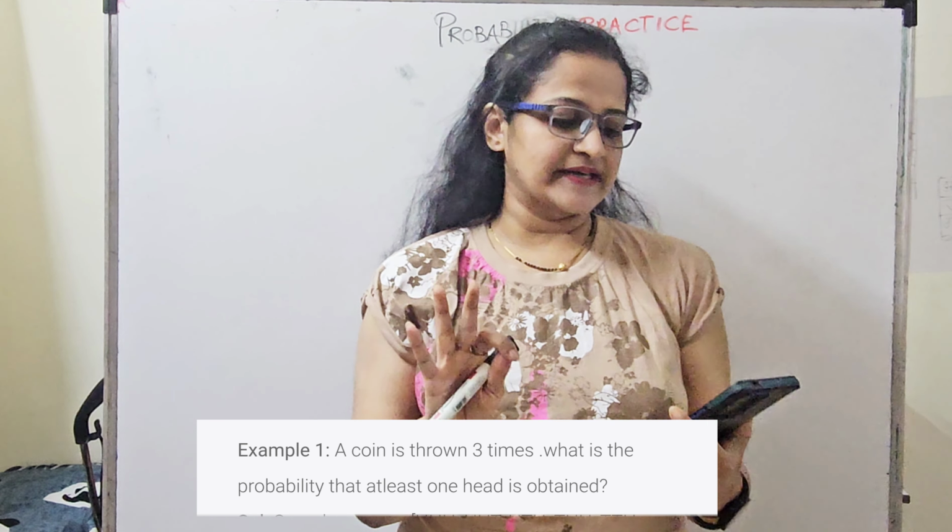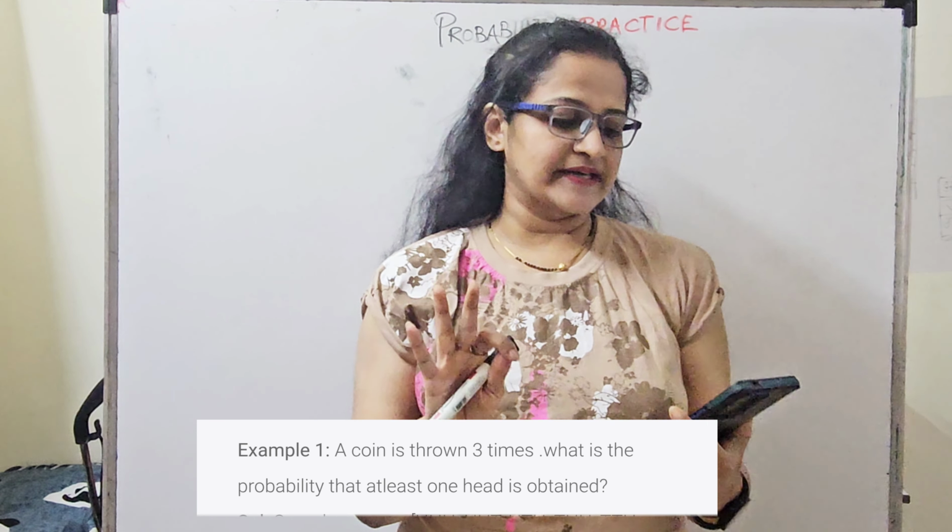So what are they saying? A coin is tossed 3 times. Assume that the first time the coin is tossed, what are the outcomes? 2 outcomes: either head or tail. So basically this is the sample space, correct? When the same coin is tossed for the second time, again the sample space is H and T, head and tail. And the third time, again the same set of outputs. So these are nothing but your sample spaces.